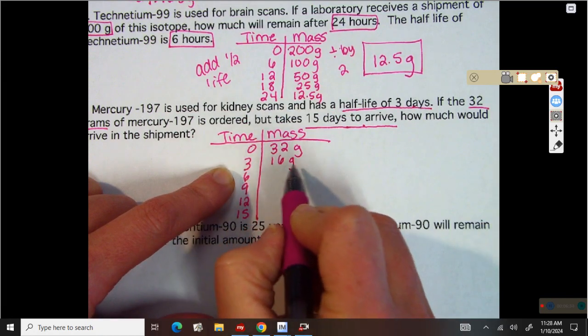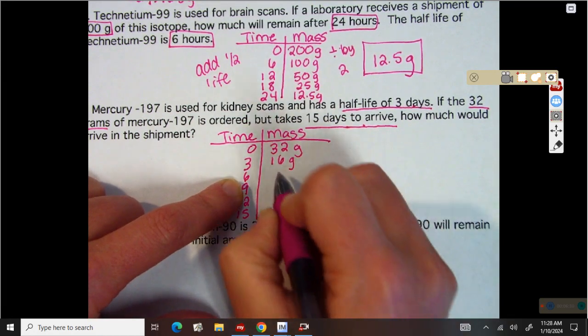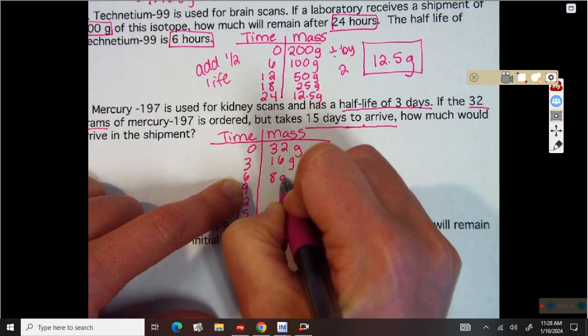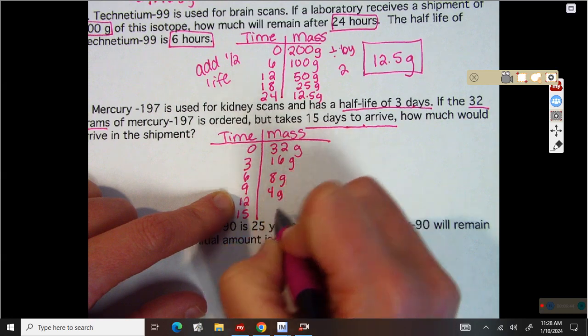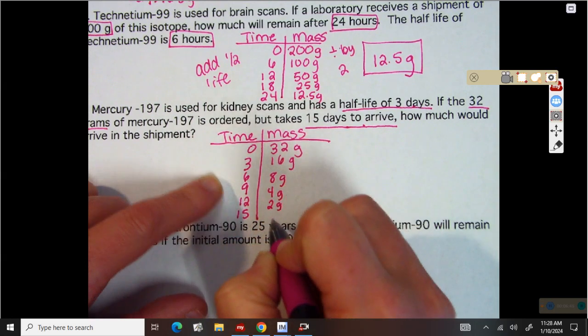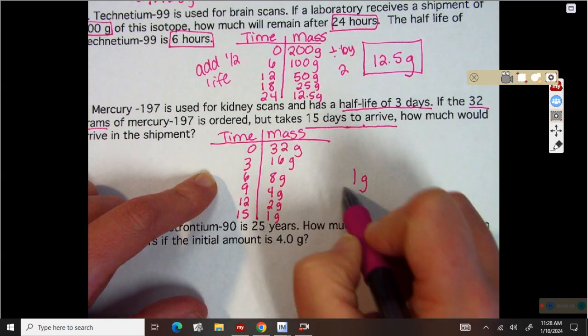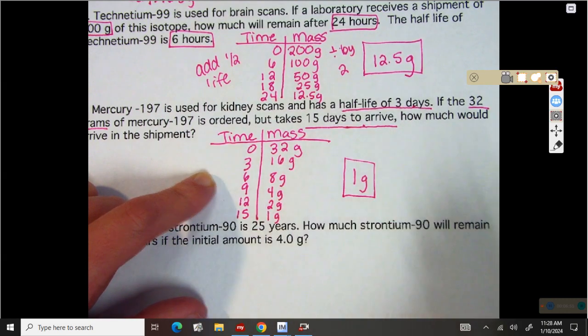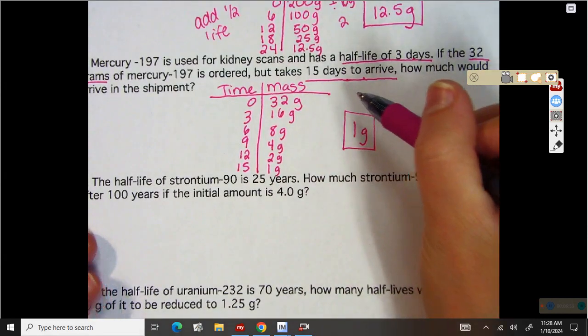It's really important that you line it up perfectly so you don't miss out and divide too many times or not enough. 16 divided by 2 is 8 grams. 8 divided by 2 is 4 grams. 4 divided by 2 is 2 grams. And 2 divided by 2 is 1 gram. So 1 gram of that 32 gram sample will arrive in that shipment because so much is decaying every 3 days.